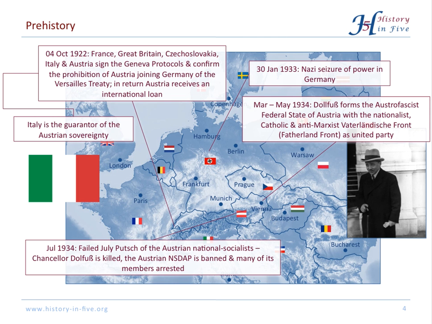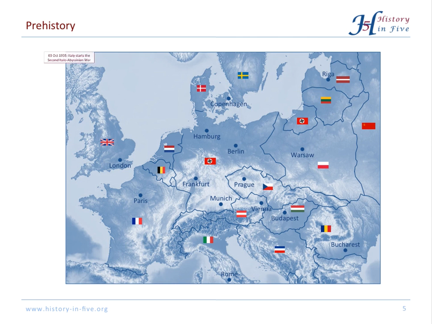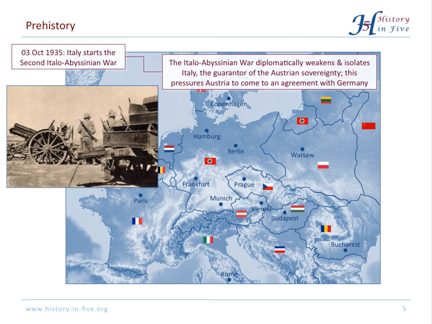The German Nazis did not like this and they imposed economic sanctions on Austria. Remember, Italy, the guarantor of Austrian sovereignty. Italy started the Second Italo-Abyssinian War. This led to a weakening of Italy and the country was isolated. Austria now was pressured to come to some sort of an agreement with Germany.